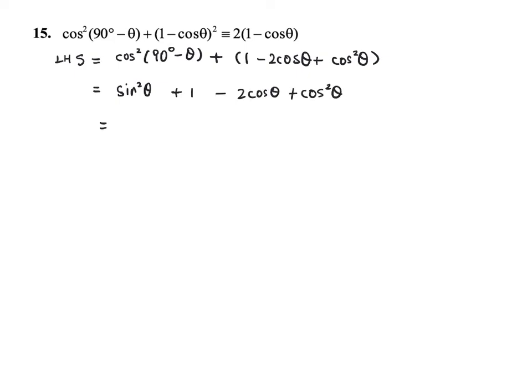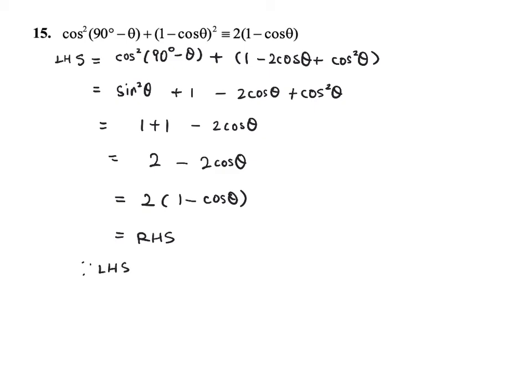And then you group these two terms together. Okay, this one and this one together, you have 1. So 1 plus 1 minus 2 cosine theta. So this equals 2 minus 2 cosine theta. And you factorize it by taking out the 2 there. So this looks like exactly the right-hand side. Therefore, you can say that left-hand side is identical to the right-hand side. So it is an identity.